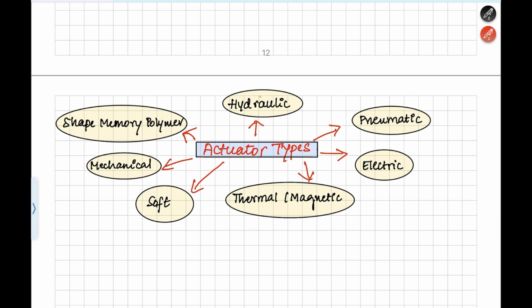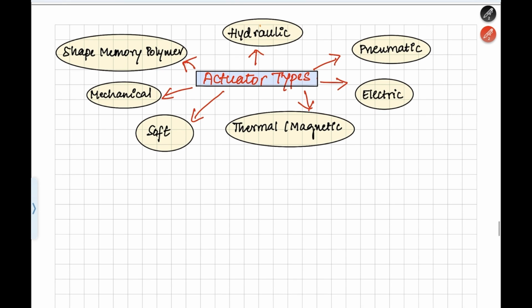Moving further, we have actuator types. Actuators are devices, we know, used to convert electrical energy into mechanical motion. They play a major role in performing tasks like opening valves, moving objects, switching systems on and off, and all of that. We have seen that in the examples of actuators above, right? Now we'll look into the types. If I have to read out the types, first we have hydraulic, pneumatic, electrical, thermal or magnetic, soft, mechanical, and shape memory polymer. So let's discuss them one by one.